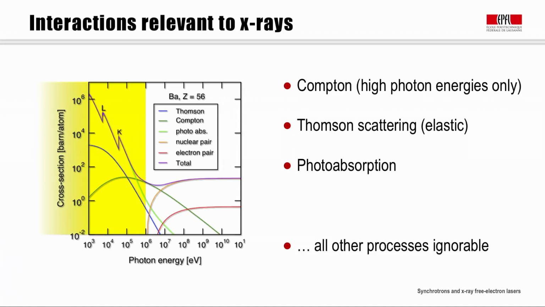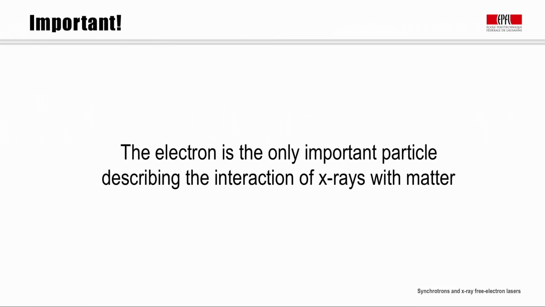All these processes involve the electron and the electron only. The nuclear core can be entirely disregarded due to its relatively large mass. A single nucleon is some 1,800 times heavier than an electron.